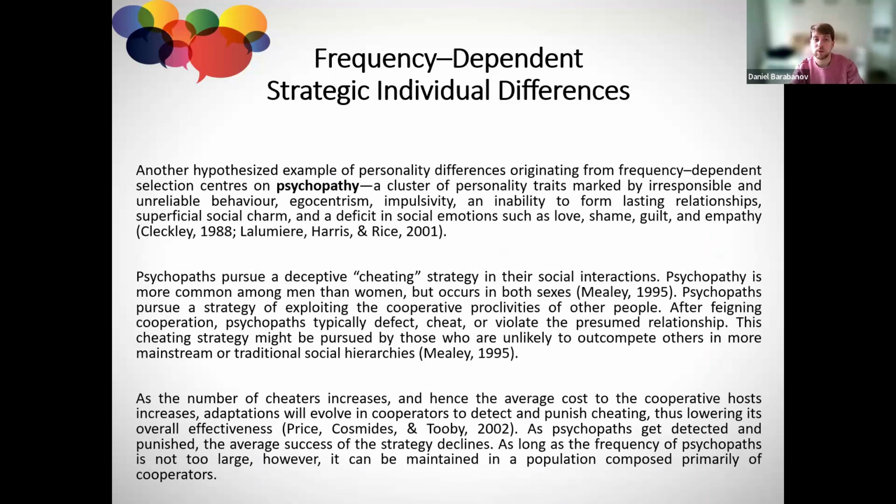Another example of frequency-dependent strategies is so-called psychopathy. It's a set of individual traits marked by irresponsible, unreliable behavior, egocentrism, impulsivity, and inability to form long-lasting relationships, superficial social charm and manipulation, and deficit of social emotions, including empathy. So the strategy is based on deceiving other people, right?